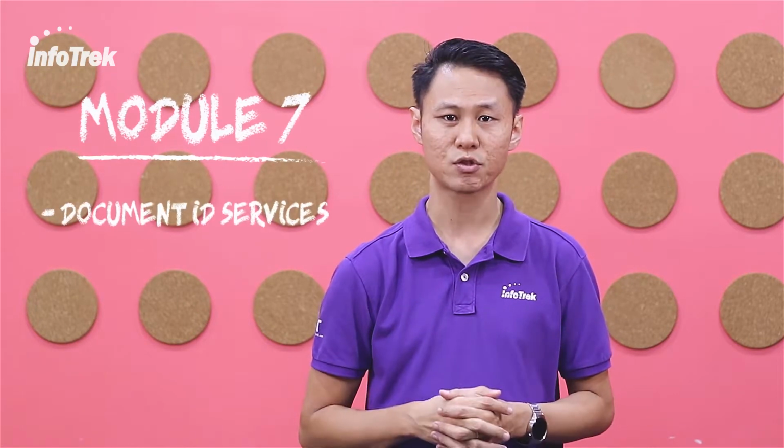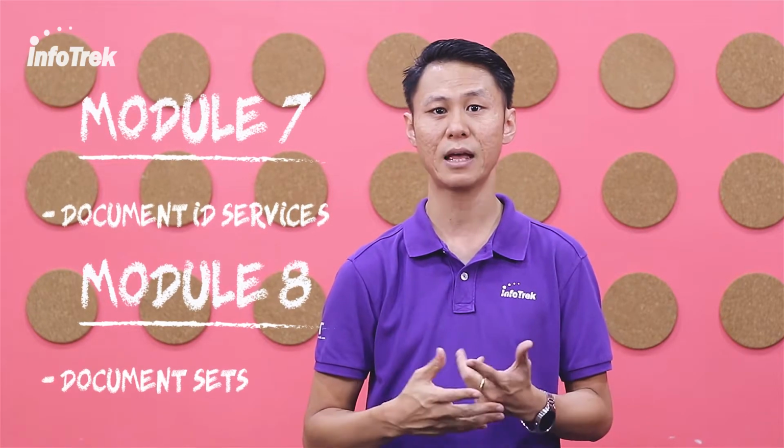Document ID service together with document sets, that's module 7 and module 8. Both of these are features that you need to activate on your site so that you can use document ID service to assign a very unique identifier for each and every document that is spread across multiple libraries. So, what is it for? It is to help you search effectively and accurately for that particular document, all globally identified by their document ID.